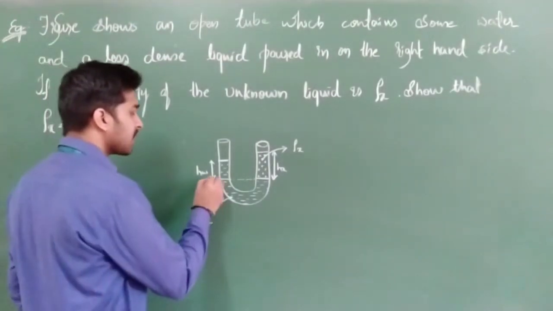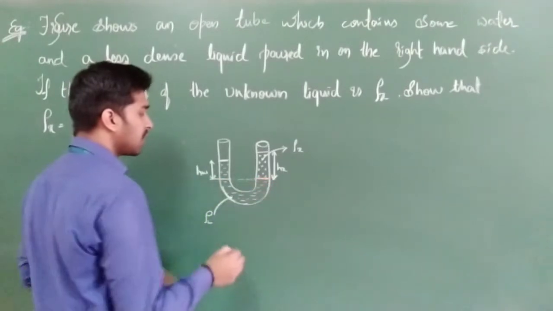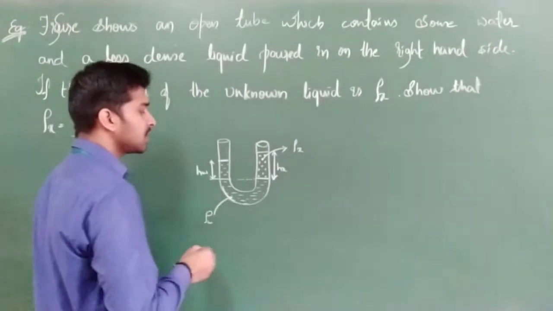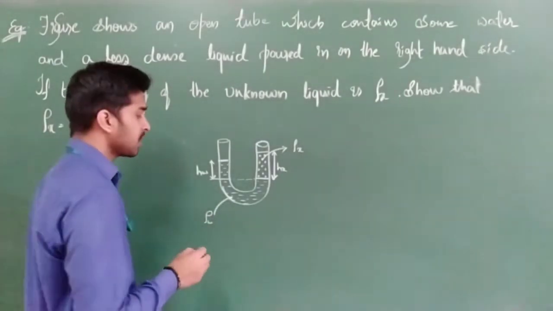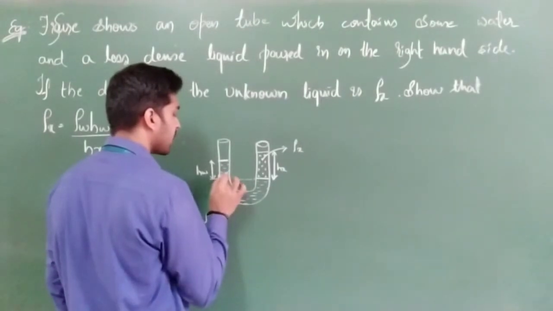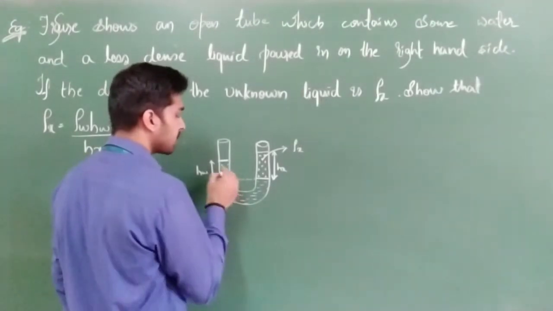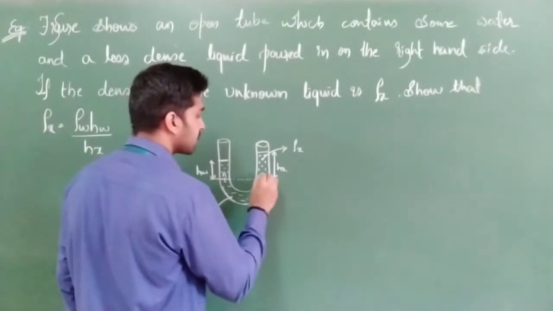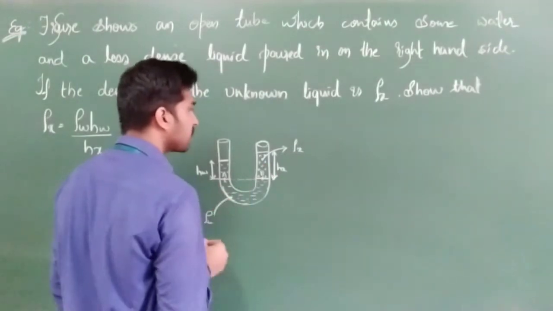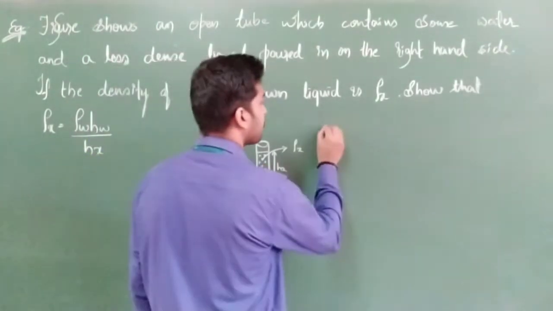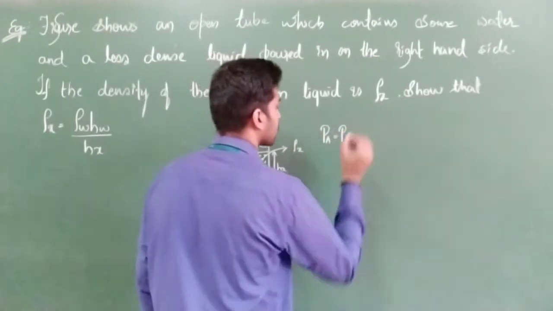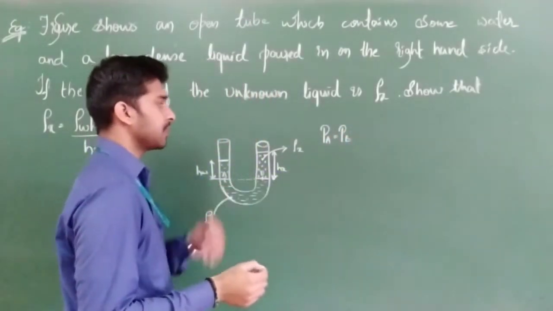Here we are considering a horizontal level. What is the characteristic of pressure? For a horizontal level, pressure should be the same. So I will call this point A, and this point B. According to the diagram, PA should be equal to PB.